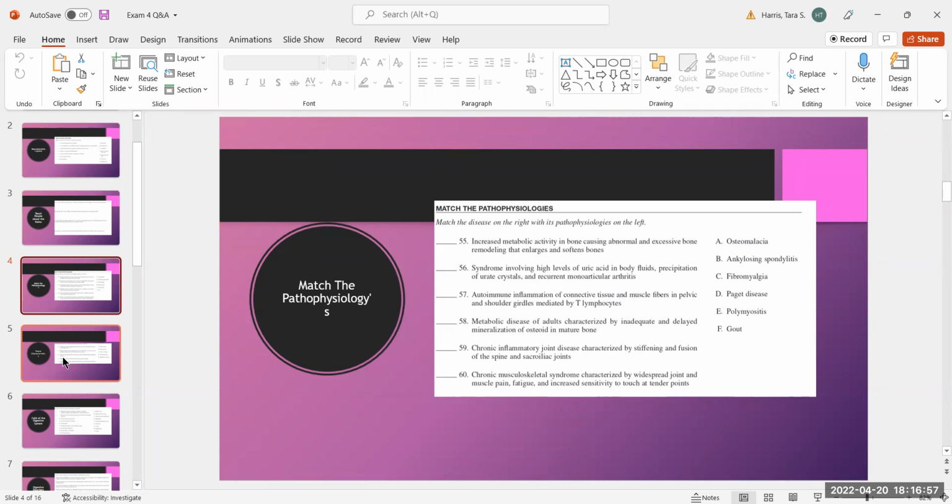This one is a metabolic disease of adults characterized by inadequate and delayed mineralization of osteoid, immature bone. That would be osteomalacia. Yeah, that's correct.